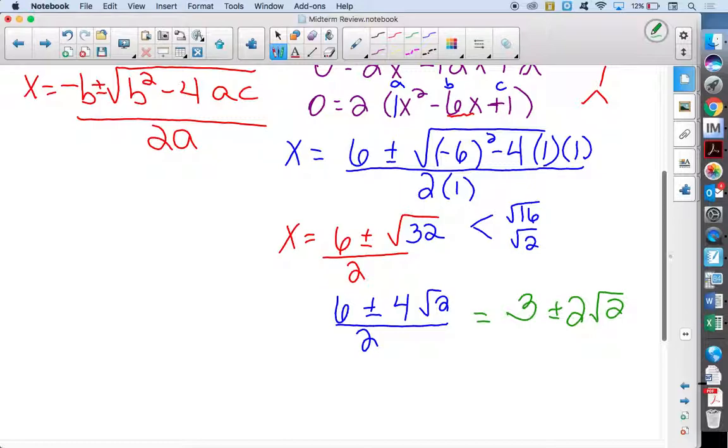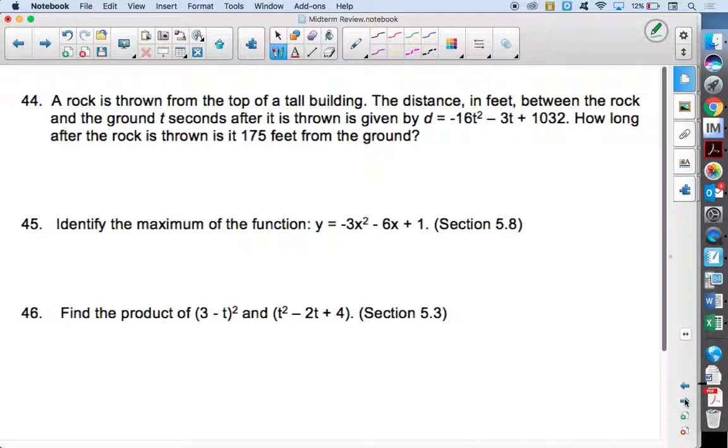So if you look at the next problem right underneath it, it's a little word problem. A rock is thrown from the top of a tall building. The distance in feet between the rock and the ground t seconds after it's thrown is given by this equation: negative 16t squared minus 3t plus 1032. This is the height of the building. That's that last number. That tells you how high the building is. So it's a pretty tall building, 1032 feet.